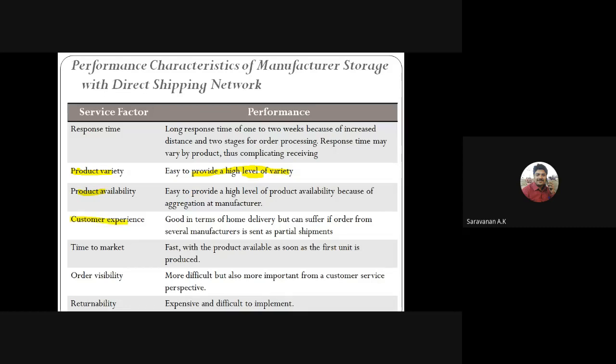Then the customer experience. The customer experience is good in terms of the home delivery, but we can suffer if an order from several manufacturers is sent as partial shipments.